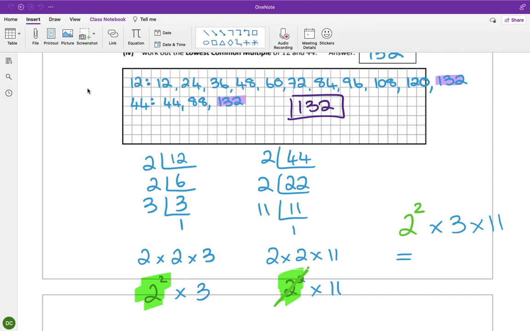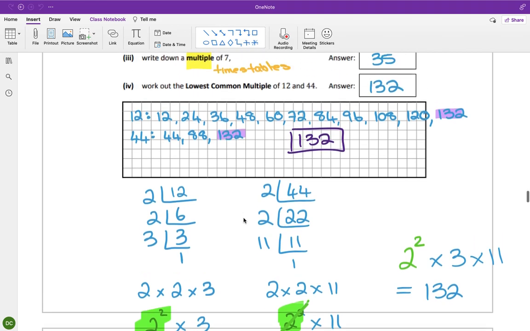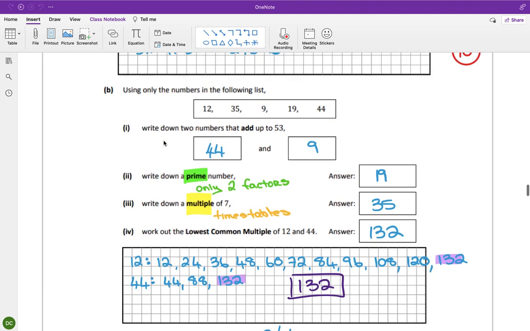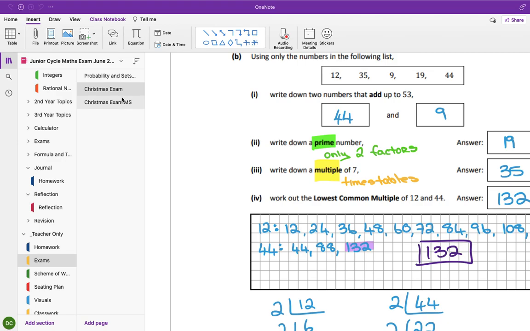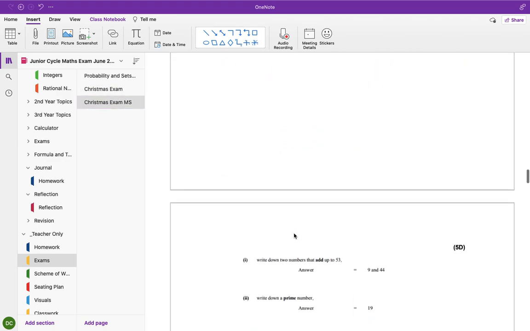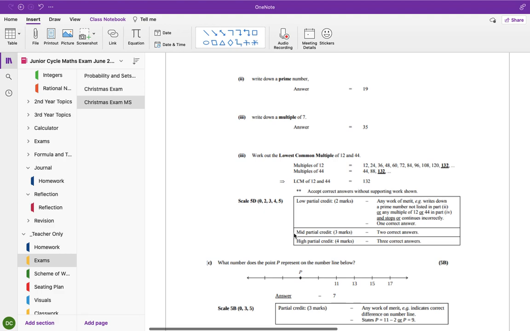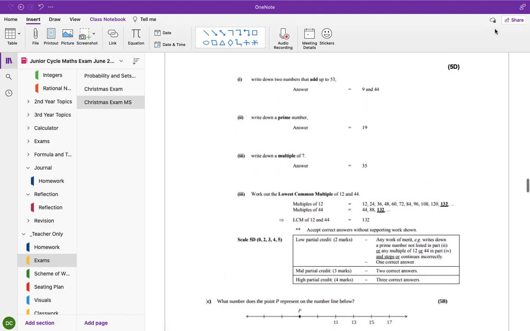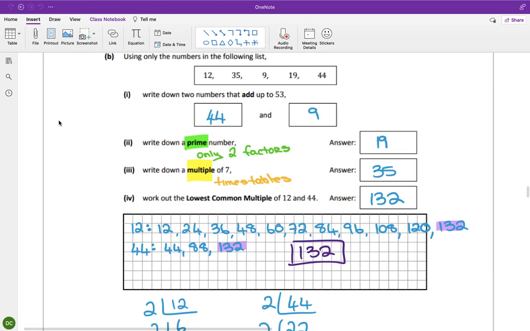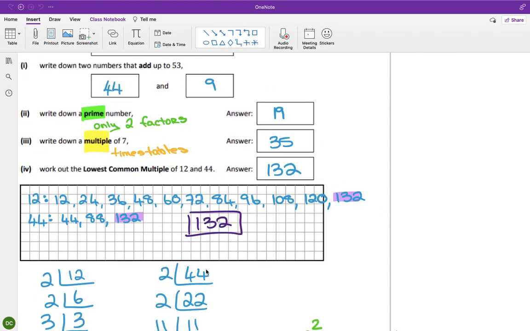So the lowest common multiple is 2 squared multiplied by 3 multiplied by 11, which is 132. Okay, so whether you do it using multiples or prime factors, it doesn't matter. The answer is 132. Okay, so I did 4 questions there. So 1, 2, 3, 4 add up to, so you get 5 marks for all of that. Obviously attempts if you only get bits.